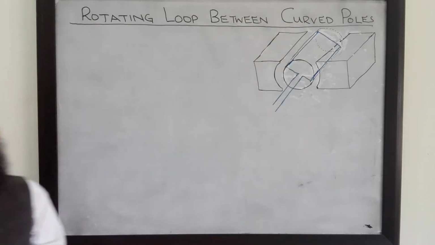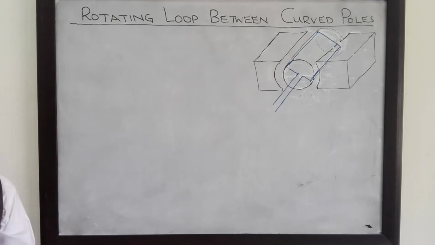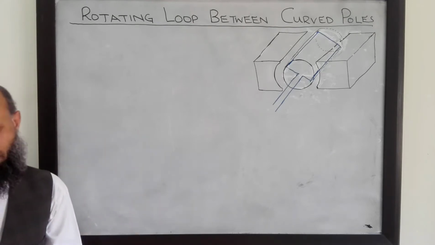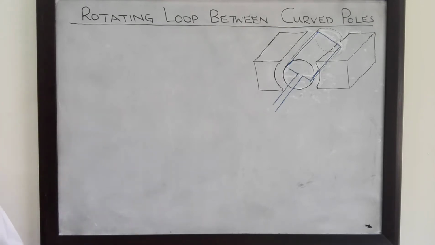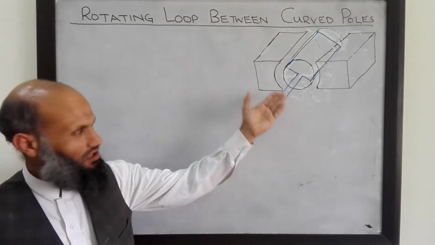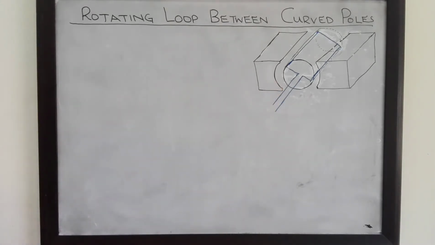In today's lecture we shall talk about working of a simple loop rotating in a magnetic field created by curved pole faces. The working of this simple loop will also explain some basic concepts which are involved in the working of real DC machines. This is not a real practical DC machine, however this is very useful to explain the basic concepts.